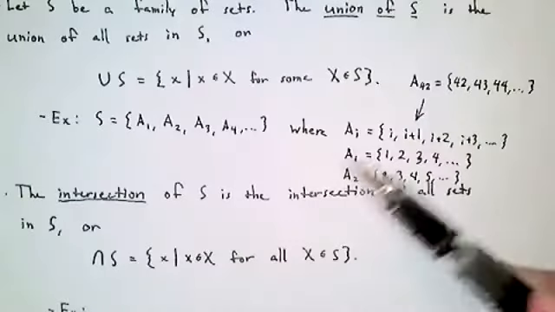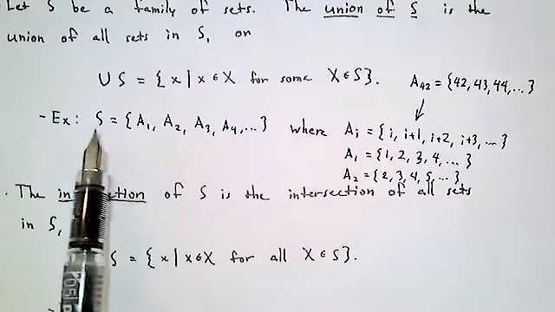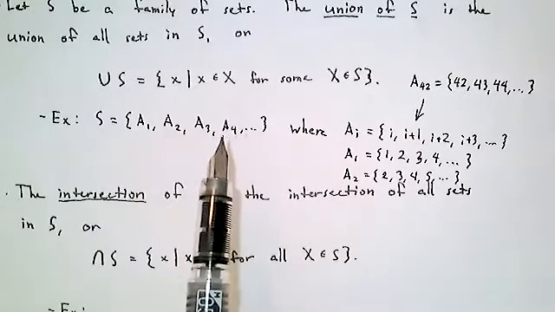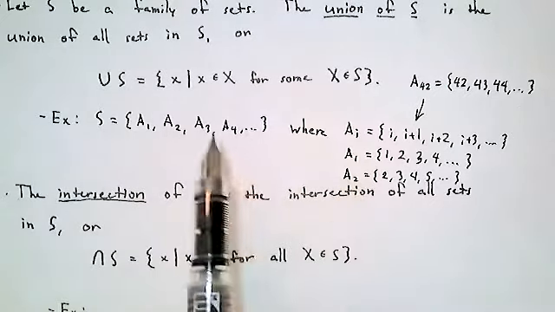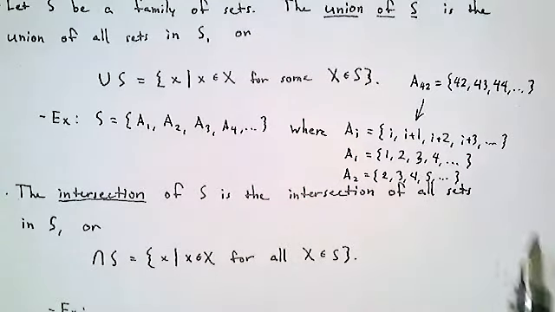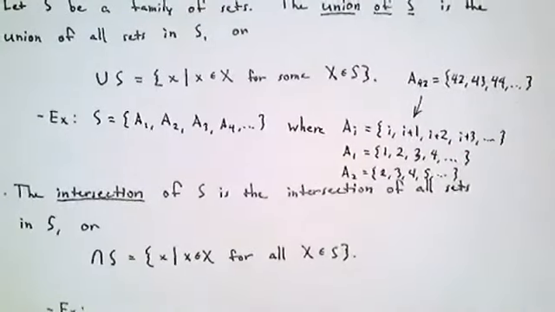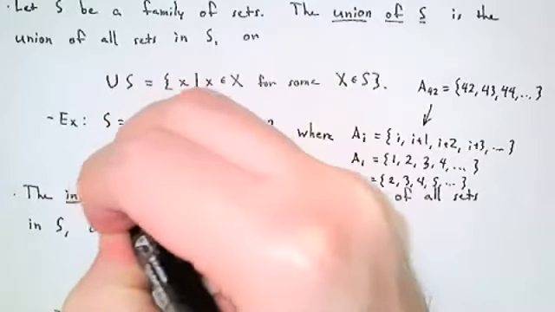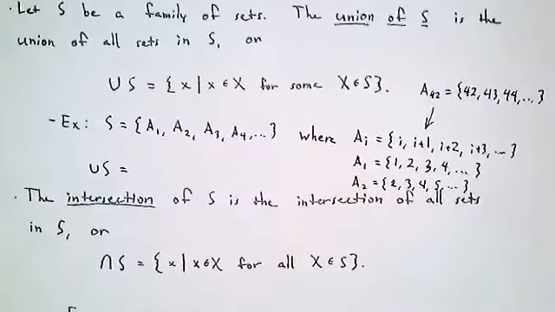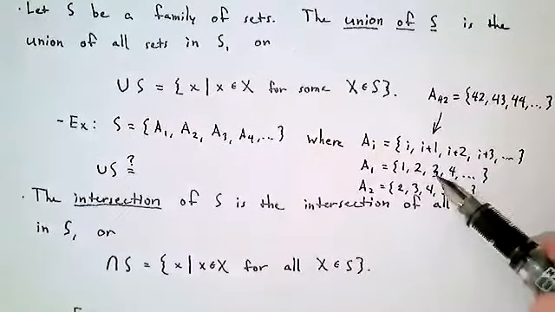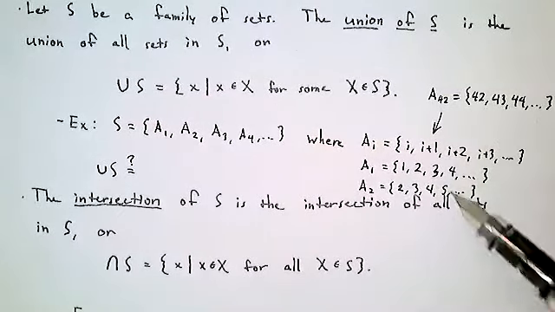Okay, so this is my family. I have my family S with an infinite number of sets in it, and each of my sets is actually infinite, and you're just counting whole numbers off to infinity. So the question here for the example is, what is the union of the family S? What happens if I take all of these sets and put them all together?